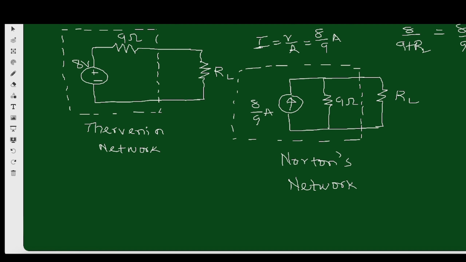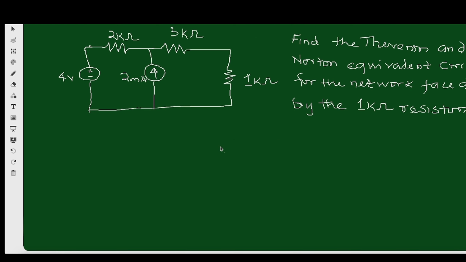So let's do one more example. This is another example to explain how to get the Thevenin and the Norton equivalent circuit of a network. The question says that we should find the Thevenin and the Norton equivalent circuits for the network faced by the 1 kilo ohm resistor. What does that mean? It means that the 1 kilo ohm resistor is our load resistor, right?